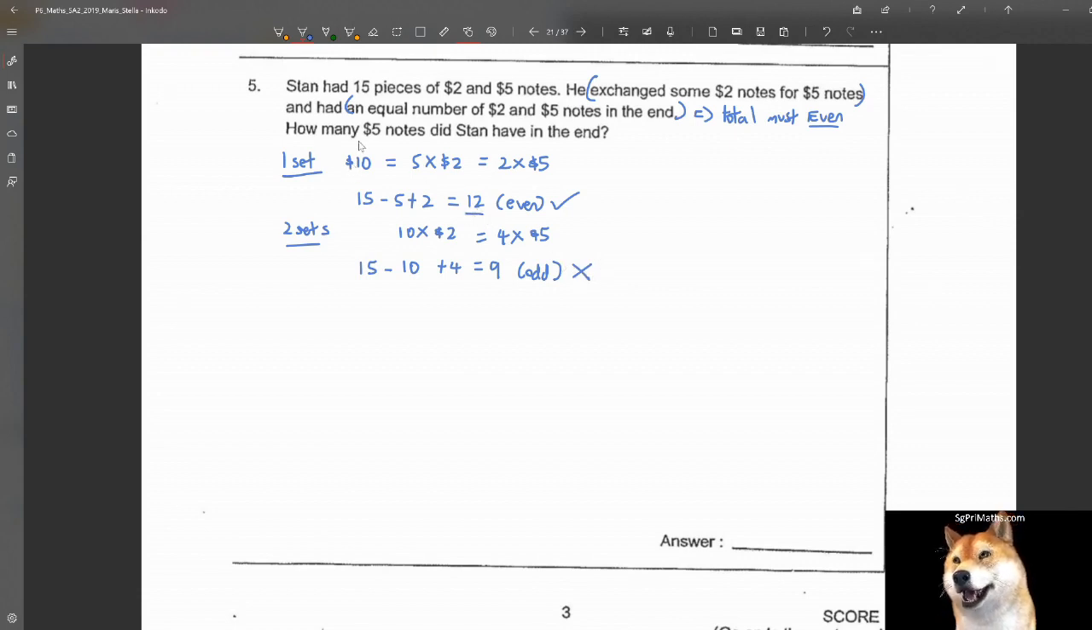Then the question asks, how many $5 notes did Stan have in the end? So if it's an equal number of $2 and $5, we just divide by 2. So the number of $5 notes equals the total divided by 2, which gives us 6 $5 notes.